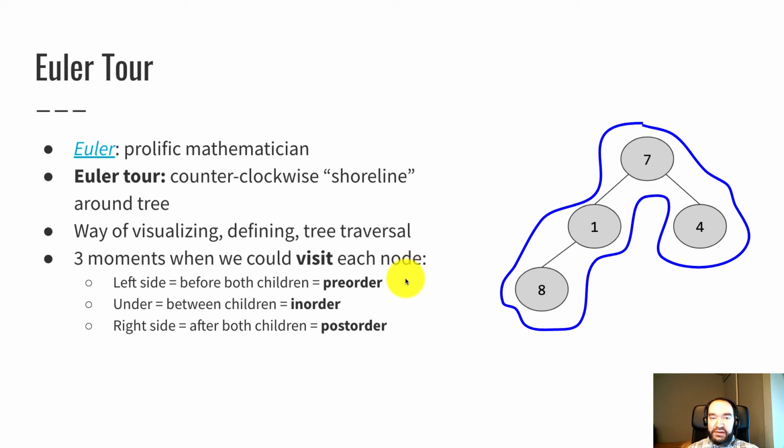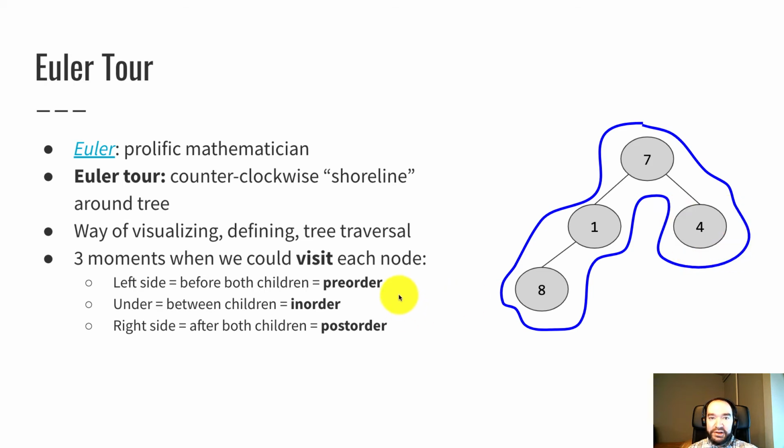And each of these alternatives are ways we could do a tour. When you pick one, it fixes the name and the ordering of the traversal. So if you visit on the left side, so that's before either child, then we call that the preorder traversal. If instead you decide to actually visit a node when you're on the underside between the two children, we call that the inorder traversal. And finally, if you visit a node on the right side after the two children, we call that a postorder traversal.